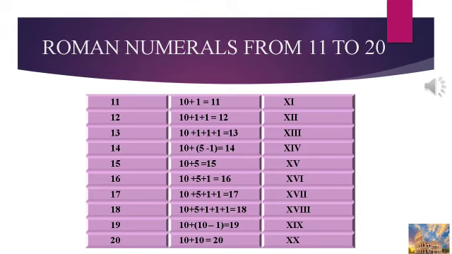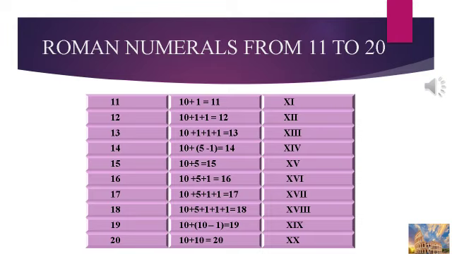15 can be written as 10 plus 5, where 10 is represented by X and 5 is represented by V. Therefore, 15 equals XV. 16 can be written as 10 plus 5 plus 1, that is XVI. 17 can be expanded as 10 plus 5 plus 1 plus 1 equals XVII. 18 can be written as 10 plus 5 plus 1 plus 1 plus 1 equals XVIII.